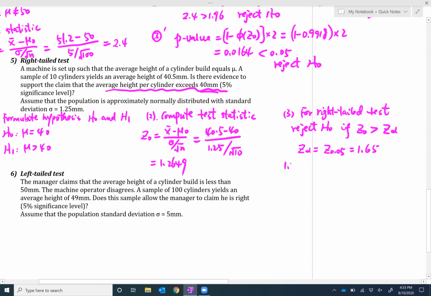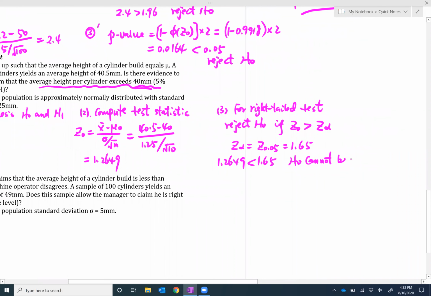And 1.2649 is less than 1.65. So that's why H naught cannot be rejected. That means we don't have enough evidence to support that mu is greater than 40 millimeter.